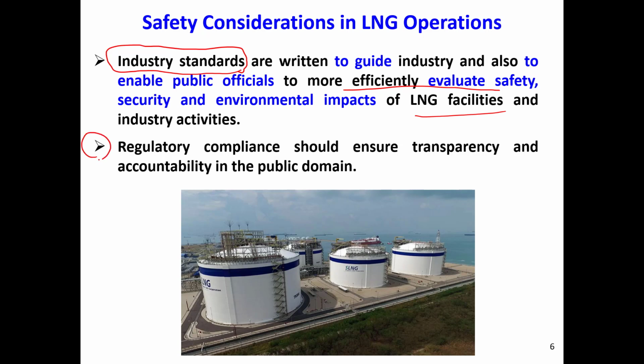Regulatory compliance should ensure transparency and accountability in the public domain. You have to make sure that regulatory compliance leads to transparency in the industry, that the industries are transparent, don't hide anything from the public, and are accountable. They will be held accountable in case there is any accident.